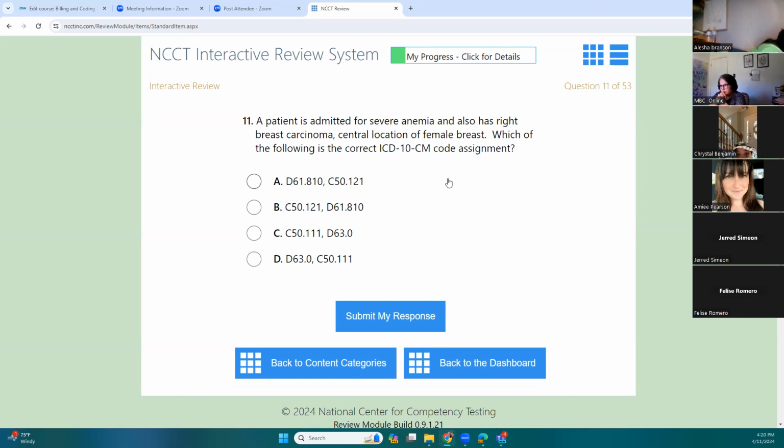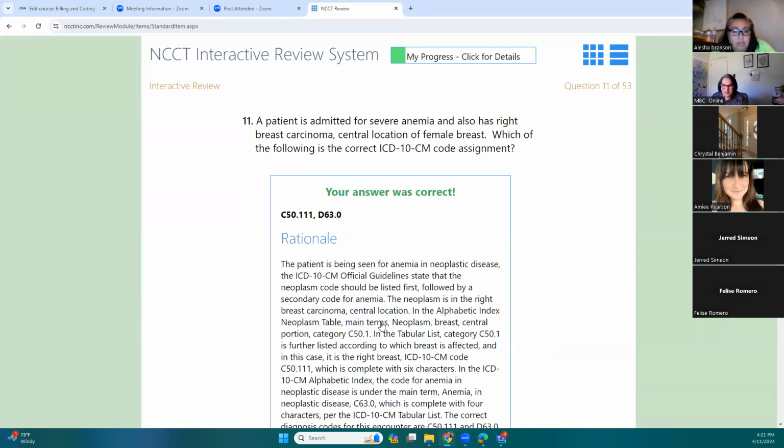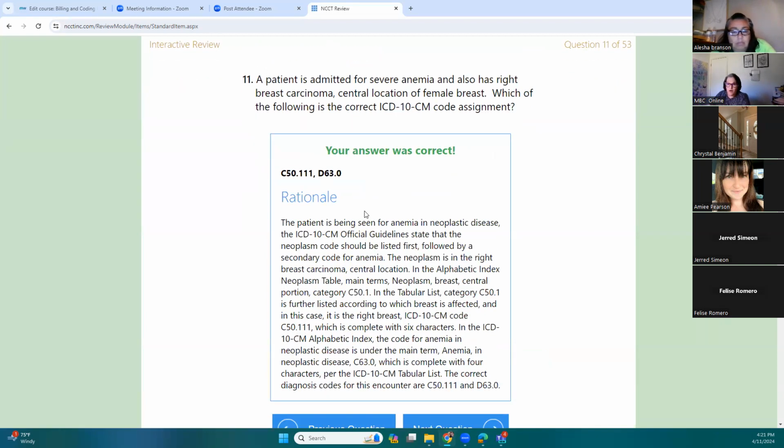I know it's either C or D, but I'm not sure which code would be listed first. This is where I may be wrong, because if this is in front of me and I'm billing it out, I'm gonna put the cancer first, because the cancer is the most severe, right? And they have the anemia because of the cancer. But let's see if they agree with me. Yes, they do agree with me. Sometimes this doesn't agree with me, but yes, you're gonna put that cancer code first. For one, it's the most severe. For two, you wouldn't have the anemia if you didn't have the cancer.